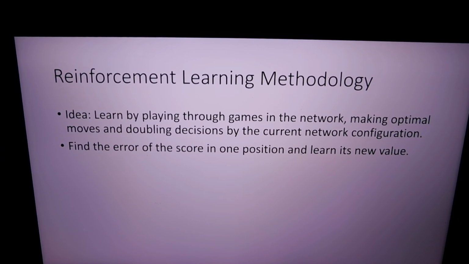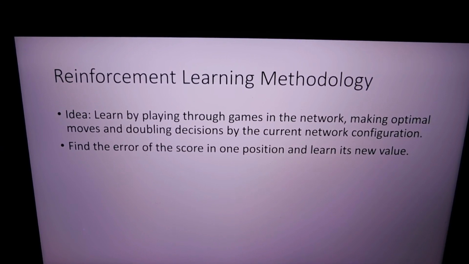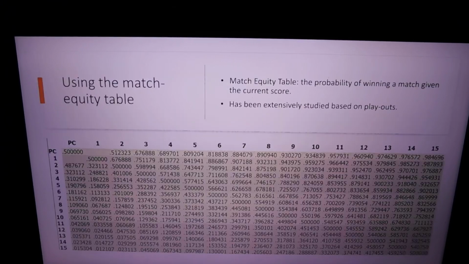Basically, reinforcement learning. The idea is to learn by playing through billions, actually more like trillions of rounds, and making optimal moves and doubling decisions based on the current network configuration. And then as we make that move, we might realize the score is completely off, and then we got to learn the new score and fix those errors with backpropagation in the neural network, right?